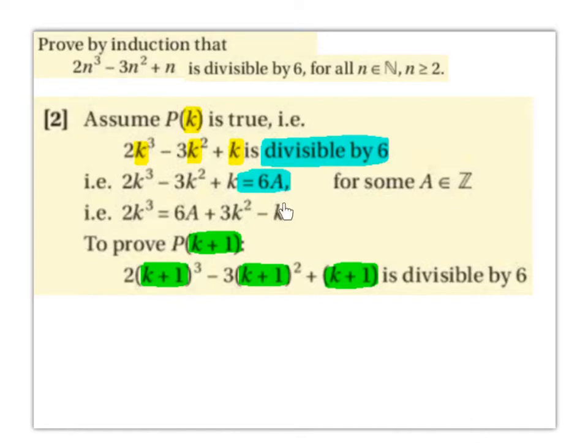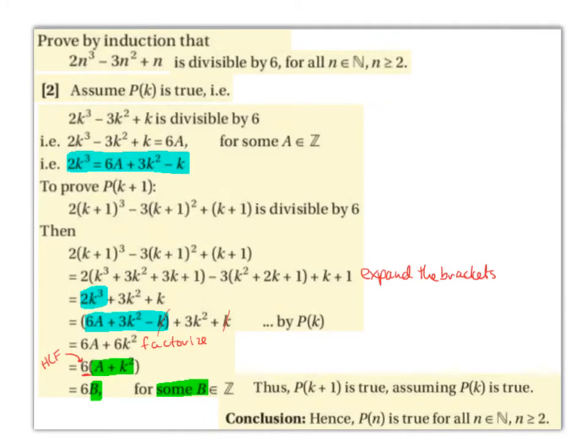So this is our assumption, and we want to prove P(k+1). So we basically swap each of these k's for k plus 1. So we want to prove that 2 times (k plus 1) cubed minus 3 times (k plus 1) squared plus (k plus 1) is divisible by 6. So this was our assumption, and this is what we want to prove.